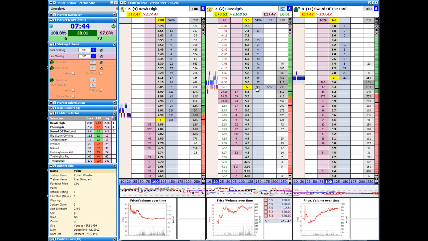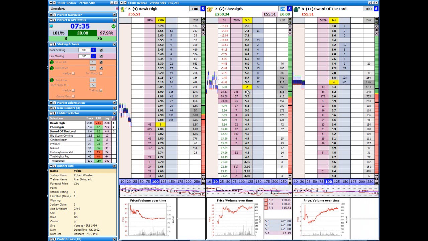Okay, on to the second race. You can see there's 7 minutes, 40 odd seconds before the start of the race. You can see that in the top left-hand corner. That's the race timer, the amount of minutes and seconds until the off.